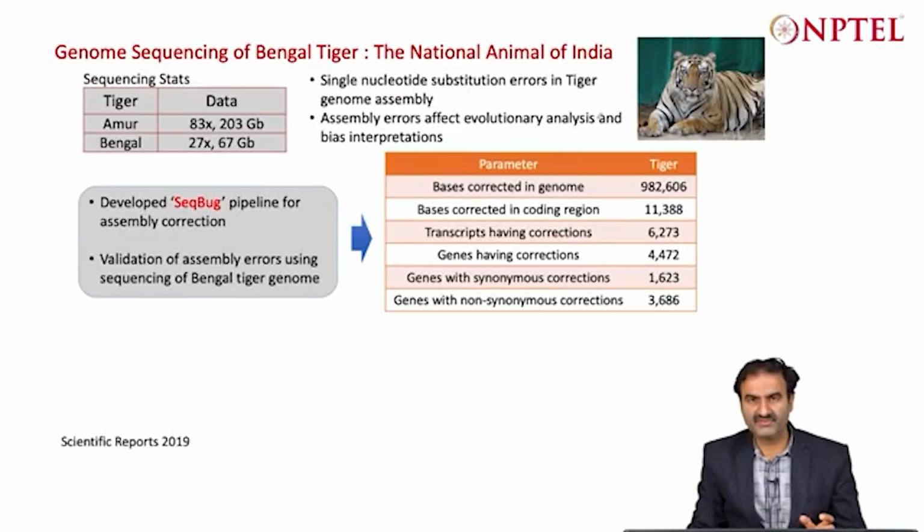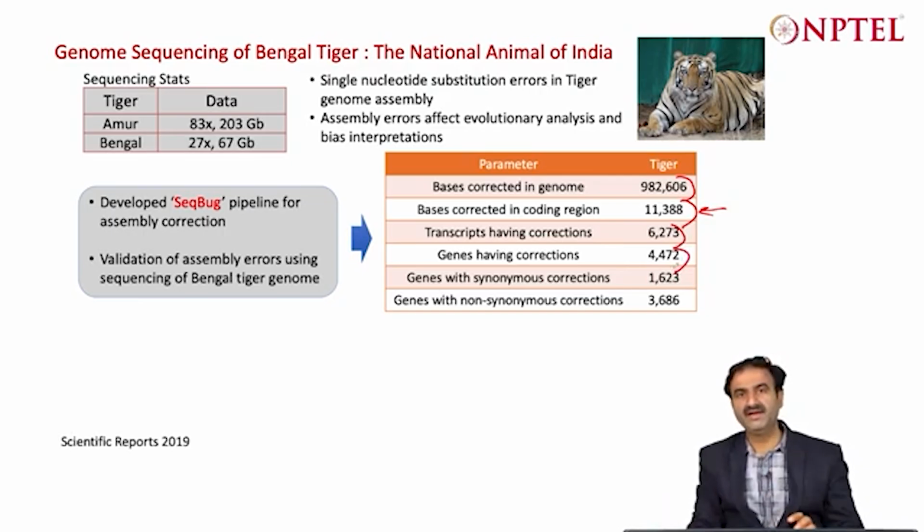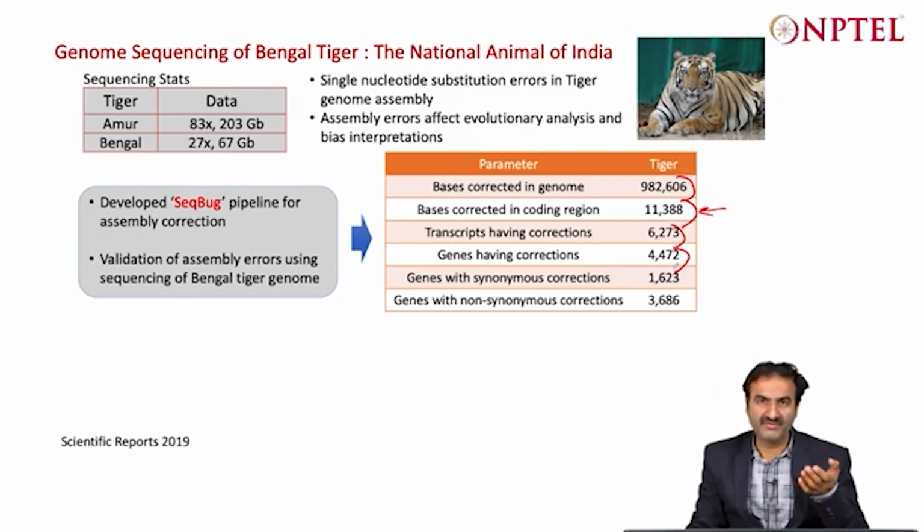For example, this was used for the resequencing of the tiger. The tiger genome was there, but the authors observed that it had several errors in the genic regions, like 11,000 errors in the genic region, and in the whole genome almost 9 lakh, or basically 1 million errors. Of these, 11,000 were in the coding region, which is a huge number because it maps to almost 6,000 transcripts and 4,000 genes. So 4,000 genes contained erroneous bases, and if those are taken, it may lead to false positives when you do the evolution analysis.